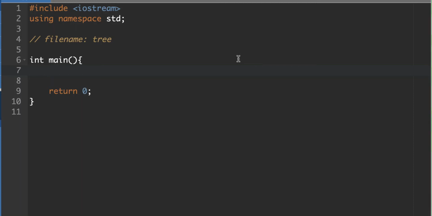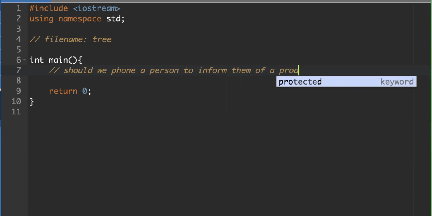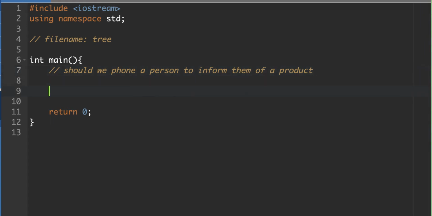Let's take a look at a different way to make decisions using if statements that are nested. Imagine we have some sort of product. What we're going to do is decide whether we should phone a person to inform them of a product. It will be based on a couple of factors.